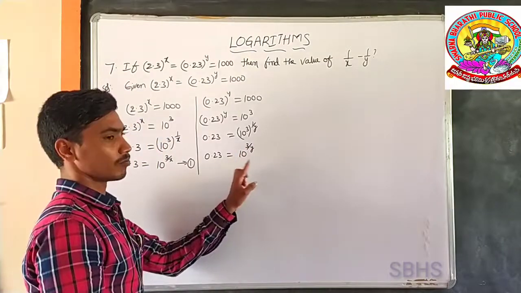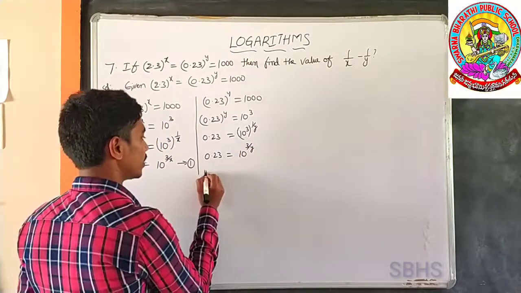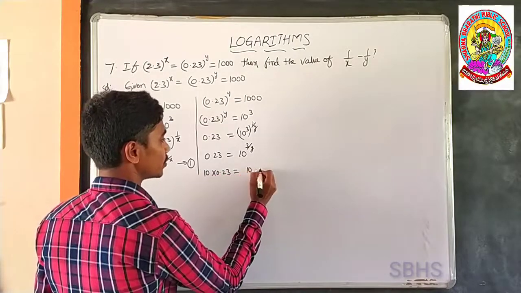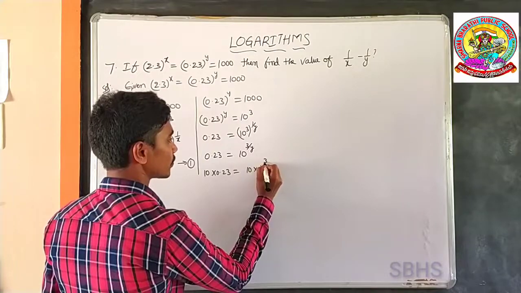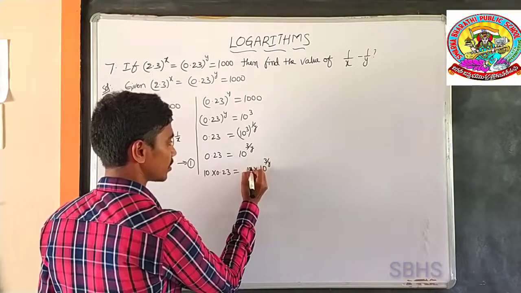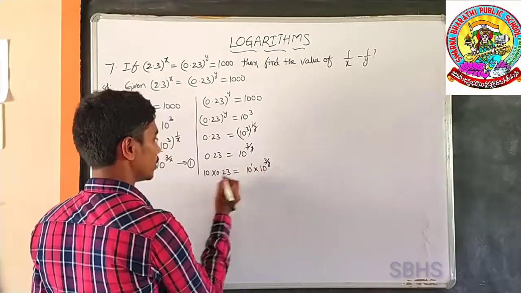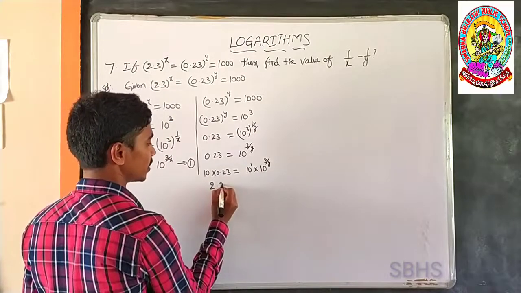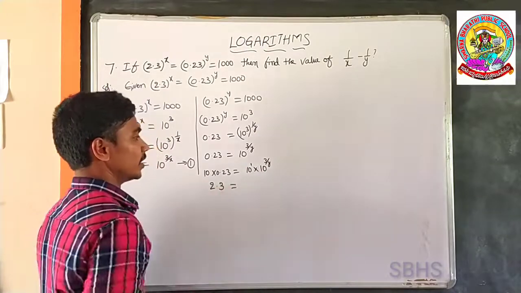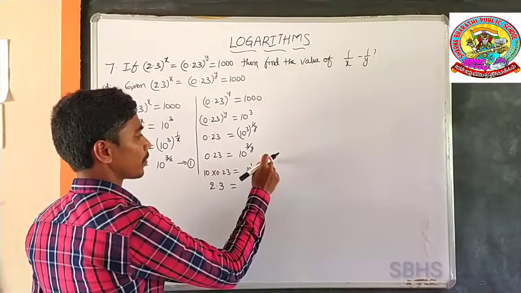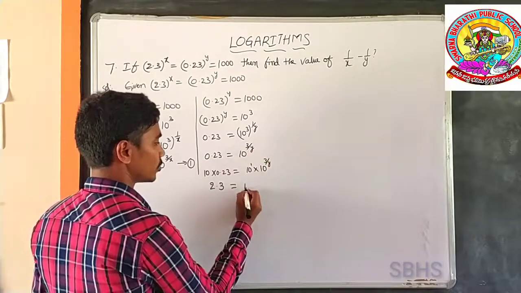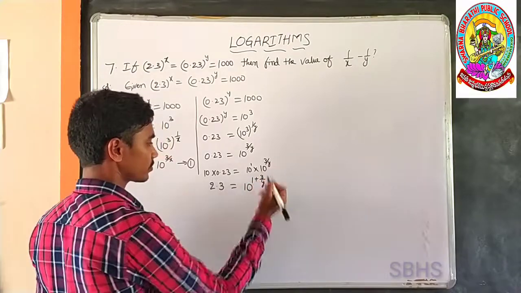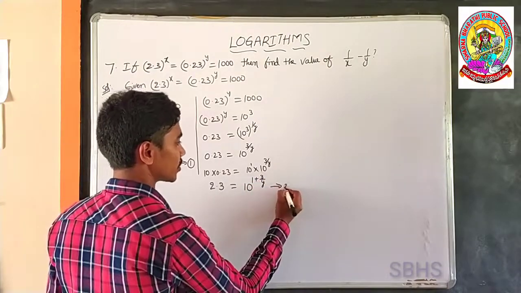Multiply this equation on both sides with 10. 10 into 0.23 is equal to 10 into 10 to the power of 3 by y. Here 10 contains power 1, which means 10 into 10, and 0.23 becomes 2.3, is equal to, using a power m into a power n equals a power m plus n, 10 power 1 plus 3 by y. This is equation 2.